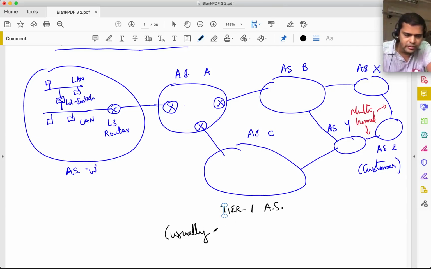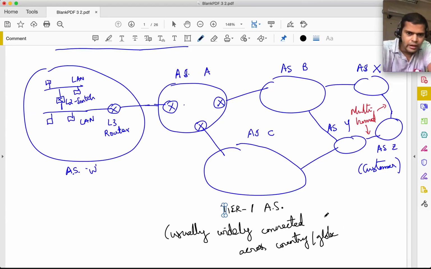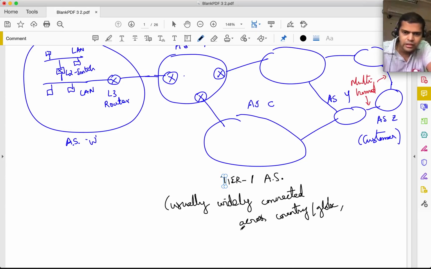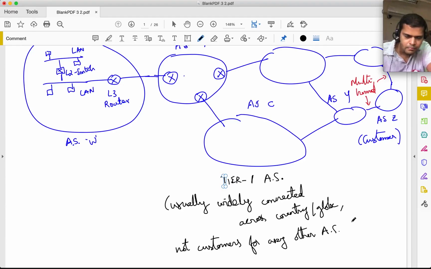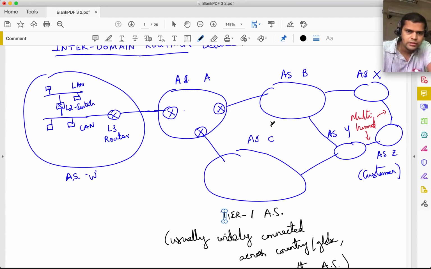Usually they have a wide network connectivity, let's say across a country or even the entire globe. And usually these tier 1s do not take internet service from anybody else. They are not customers for anybody else. And this one also may be tier 1. So let's say that both of these are tier 1.